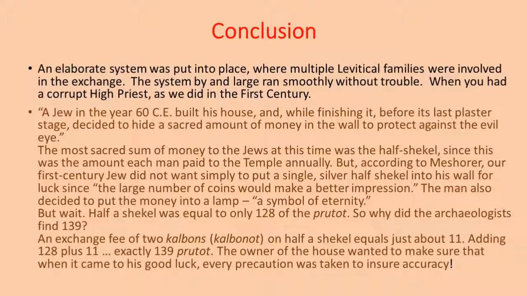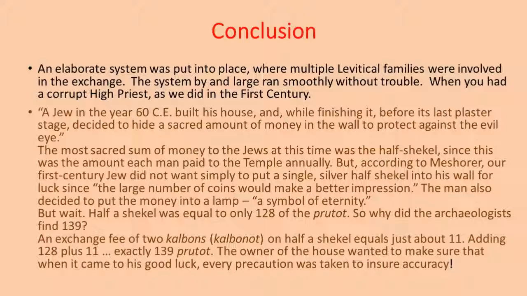Okay? Now, the man also decided to put the money into the lamp, a symbol of eternity. So he took the half shekels, but he put a bunch of them into a lamp, and then he put it into the wall and plastered over it, right? But wait, a half shekel was equal to only 128 of the prutot. That's a Roman currency. So when they found it, why did the archaeologists find 139 prutots?